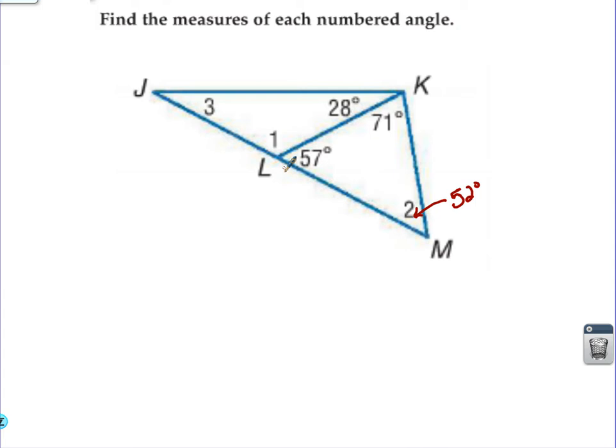Y'all know something else, too? If the angles are not the same, I'm going to go ahead and share a secret with you. If the angles are not the same, the sides are not the same. Okay? If two of the sides are the same, then two of the angles will be the same. If all three angles are the same, then all three sides will be the same. There is a relationship between sides and angles.